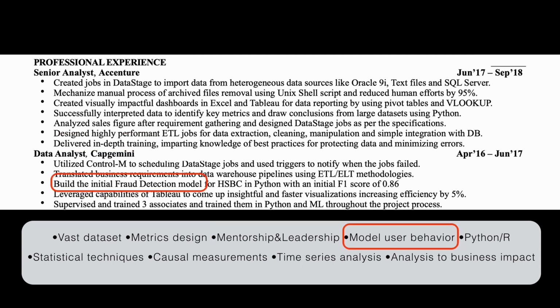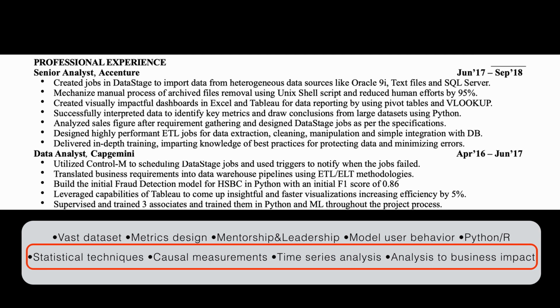Sam has experience to build a fraud detection model which fits the requirement model user behavior. He also has skills in Python which fits the job description. There are a few requirements that are missing in his resume, such as statistical techniques, causal measurement, time series forecasting, and being able to translate analysis towards business impact. But that would require Sam himself to think through his experience and see if anything relevant could be added.